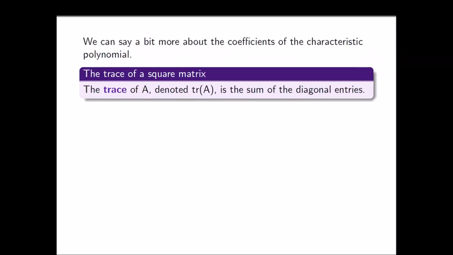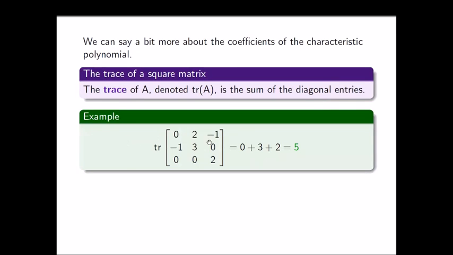So we can say a little bit more about the coefficients of the characteristic polynomial, but for that I need to define one more quantity called the trace of a square matrix. So the trace of any matrix A, denoted by tr of A or trace of A, is just the sum of all the diagonal entries. For example, for this 3 by 3 matrix, its trace is going to be 0 plus 3 plus 2, that is just 5.